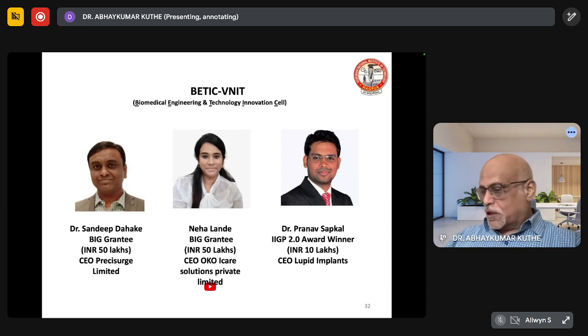devices for detecting glaucoma using the tools of the trees. Then Dr. Pranav has used, as I already mentioned to you, the various scaffold fabrication architectures, and all of them have applied for the BIRAC BIG grant. Sandeep and Neha got the BIG grant and they have established their company. Dr. Pranav has got the IIGP 2.0 award, and ultimately also developed his company called Lucid Implants, the Oko Eye Care and Research Limited.